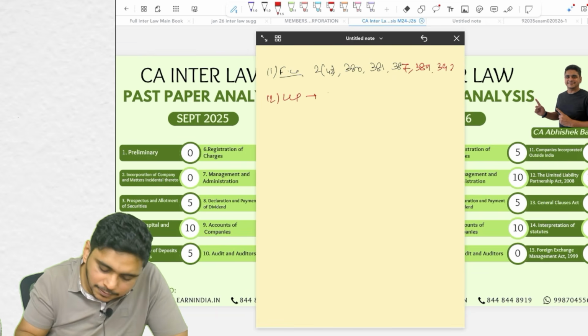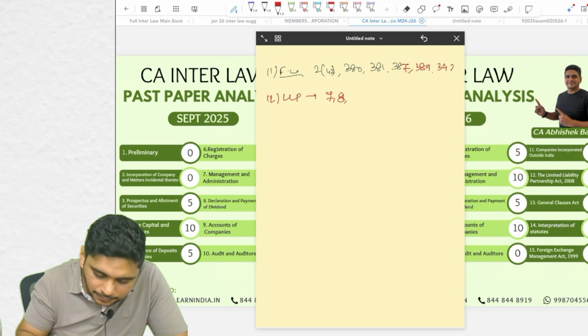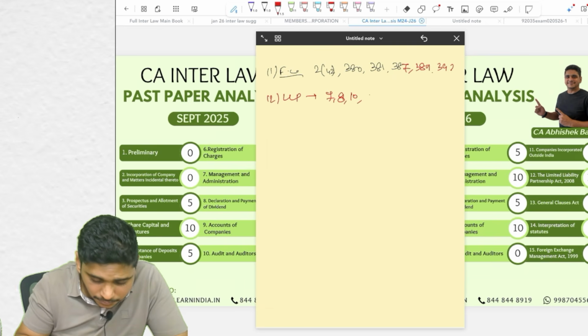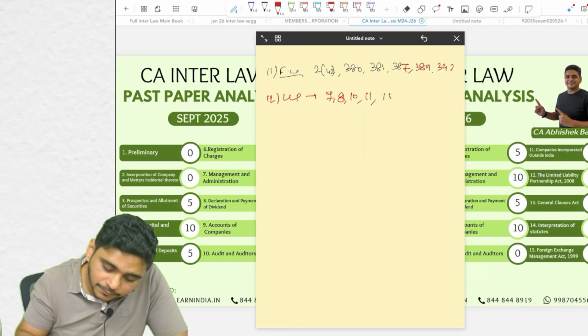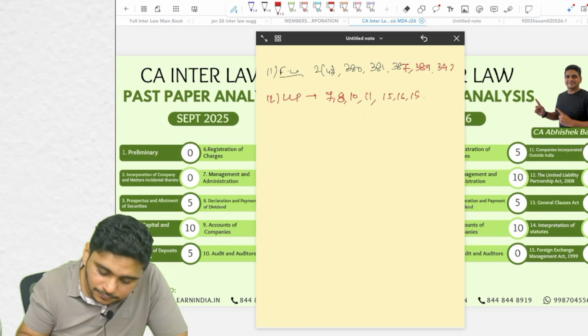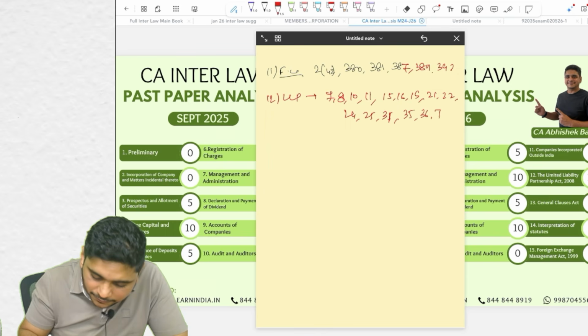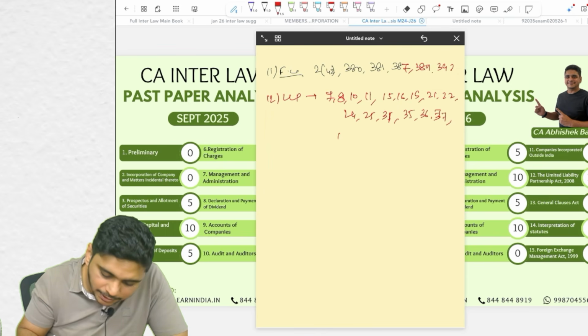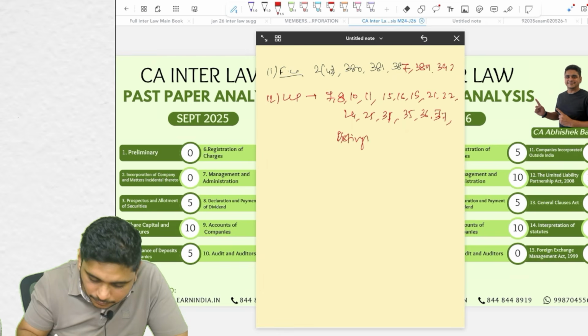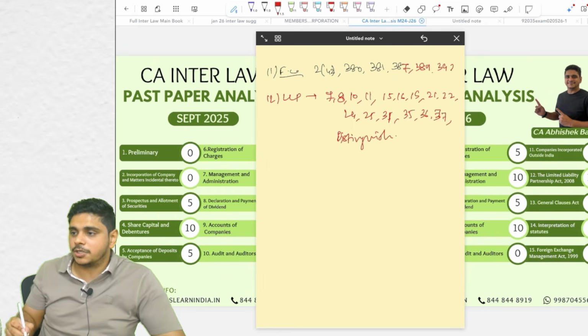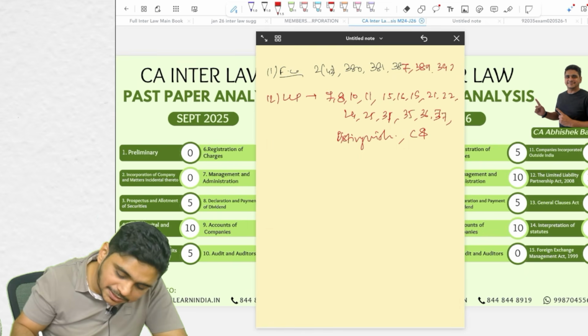LLP: Sections 7, 8, 10, 11, 15, 16, 19, 21, 22, 24, 25, 31, 35, 36, 37. Then distinguish towards the end. Then the compromise and arrangement answer.